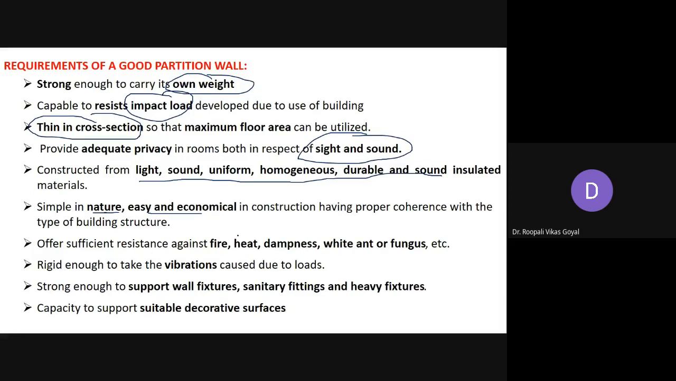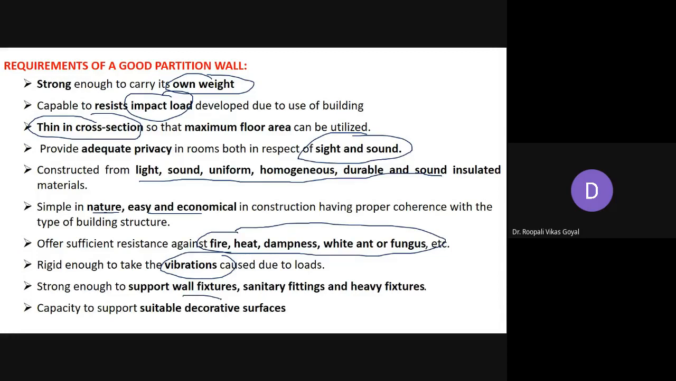Then it should be sufficient to resist fire, heat, water, white ant or fungus. So it should be resistant to all this. Also, it should be rigid enough to take vibrations. Whatever vibrations are caused due to some load, it should be capable of taking them. Also, it should be strong enough to support the wall fixtures.